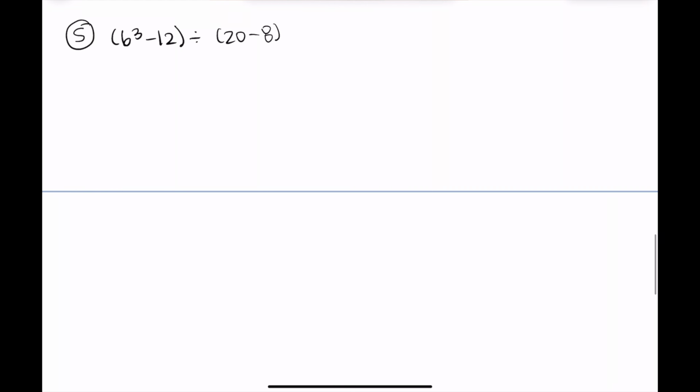So for number 5, we have open parentheses 6 cubed minus 12, close parentheses, divided by open parentheses 20 minus 8, close parentheses. So we're going to start in our parentheses, right? And in our parentheses, we have an exponent. So that's where we're going to start. 6 cubed is the same as 6 times 6 times 6. We know 6 times 6 is 36. 36 times 6 we're going to do on the side here. 36 times 6 gives us 216. So now we'll fill that in. We have 216 minus 12 divided by 20 minus 8.